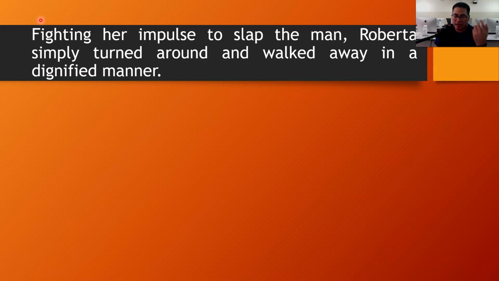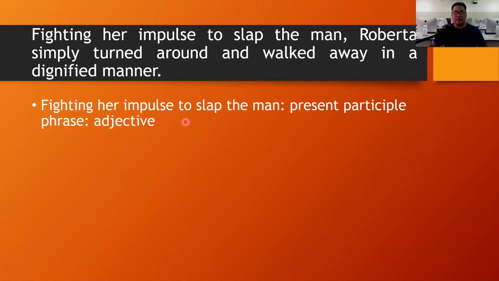Now, again, remember how we identify the phrases? Fighting what? Do I have an object? Yes. Fighting what? Her impulse. What impulse? The impulse to slap the man. So that's why I classify all of these phrases. Fighting her impulse to slap the man is a present participle phrase acting as an adjective.